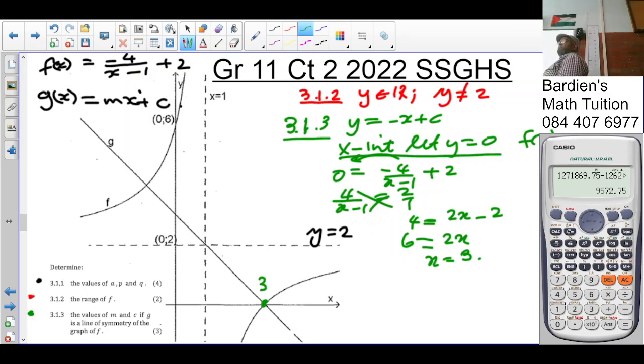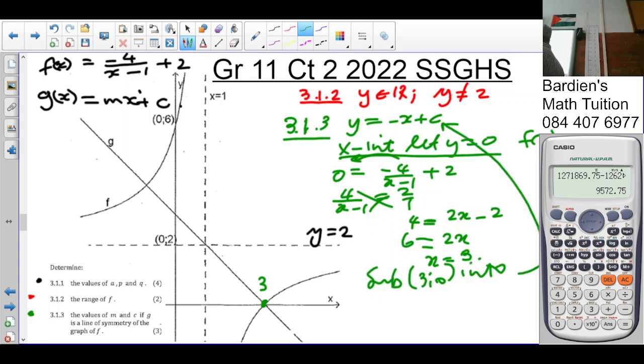Can you see that? So what do we do now? We substitute that point, which is 3 and 0, into the equation that we have there. That is 0 is equal to minus 3 plus c, so c works out to be 3. Therefore y is equal to minus x plus 3.